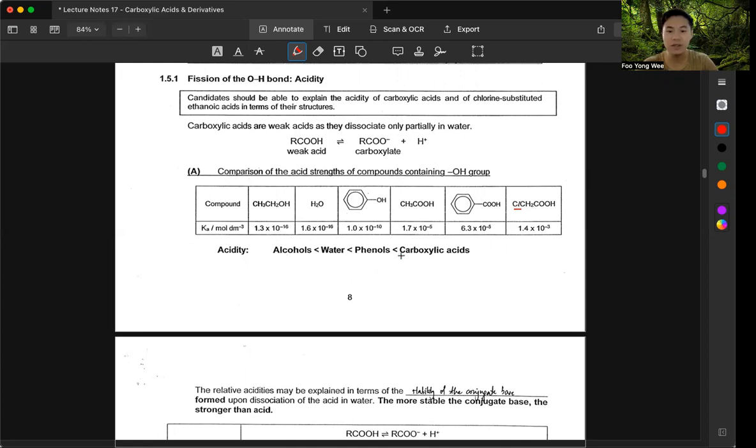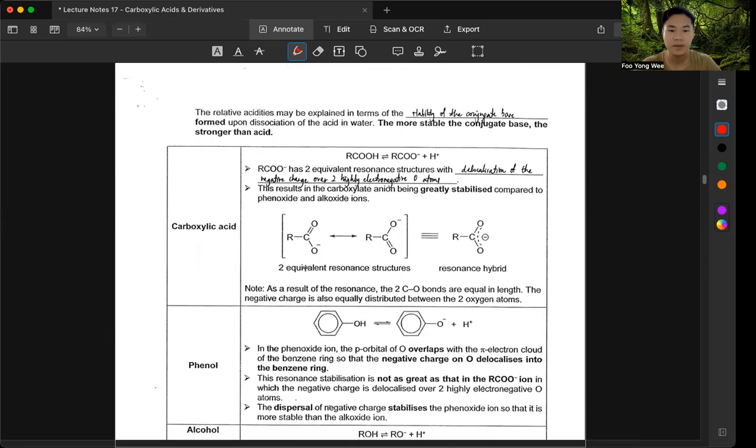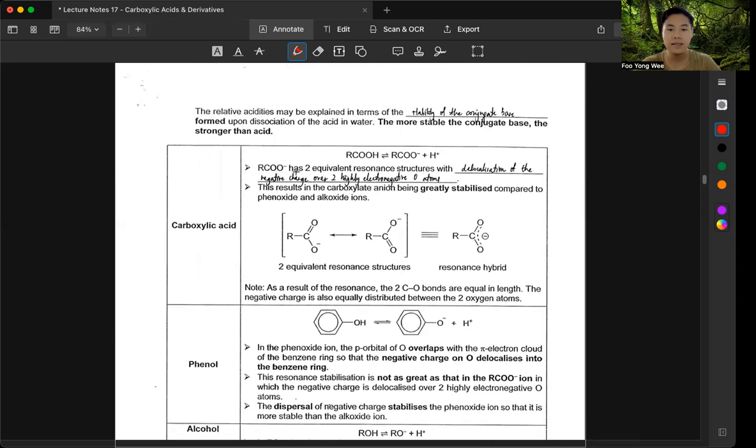So in general, carboxylic acid is more acidic, in terms of higher Ka, compared to phenol, then water, then alcohol. The relative acidity is explained, as mentioned, by the stability of the conjugate base, which is formed upon the dissociation of the acid in water. So if the conjugate base is more stable, the acid is stronger. So RCOO minus is the conjugate base.